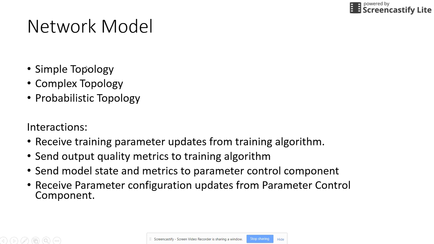The network model again has different topologies. They can be divided into simple topology, complex topology, and probabilistic topology. The interactions are like receiving the training parameters from the training algorithm and updating them, and then sending the quality metrics based on the new architecture, and also sending the state information and metrics to the parameter control component so it can take better decisions, and then also ensuring that any other parameter configurations that are received are updated back in the model.